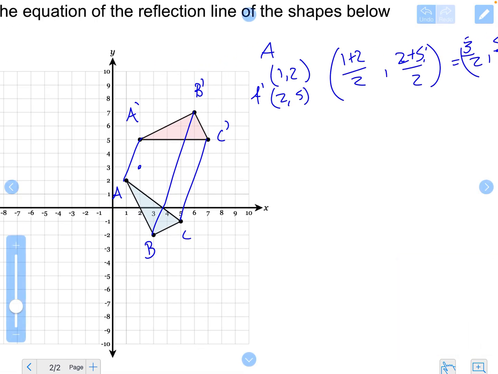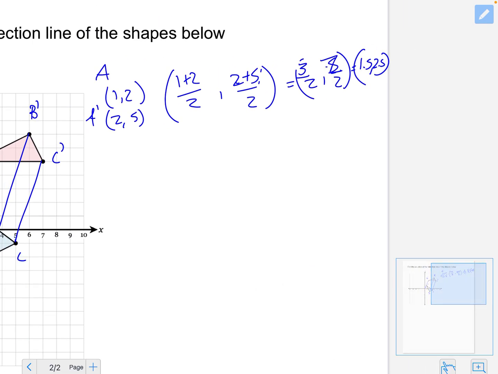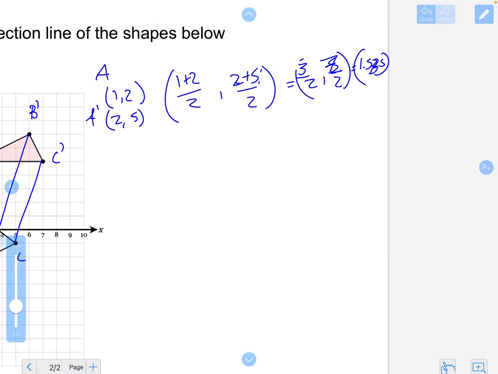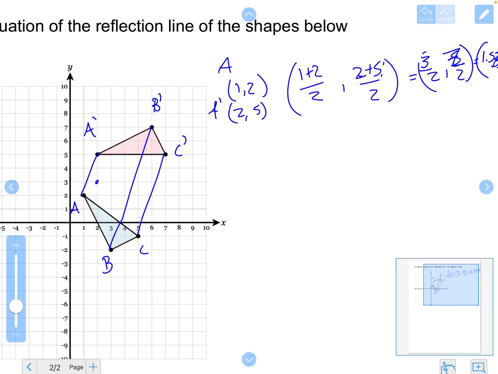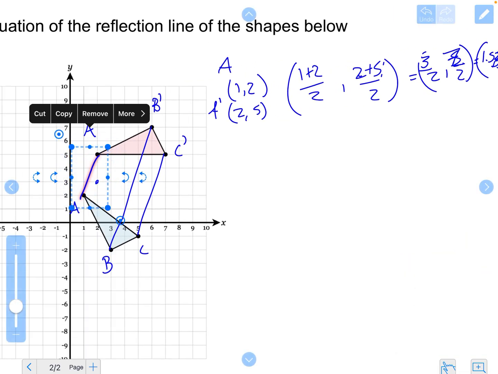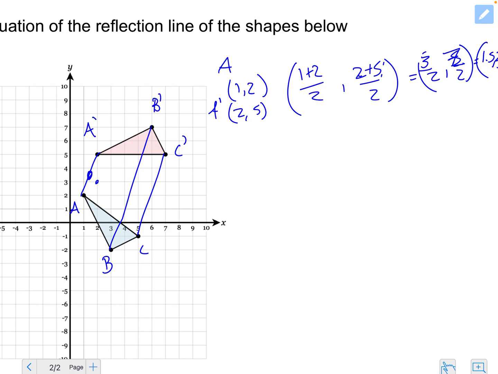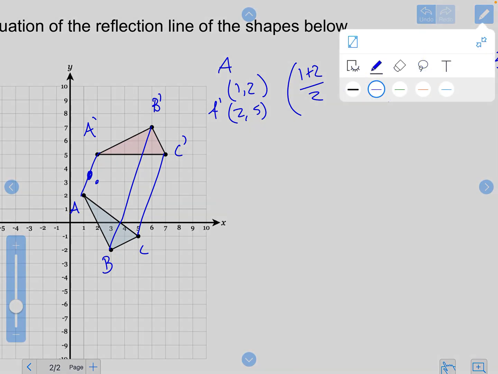So 1.5. Nope, 7 should be 3.5. Oh, my goodness. Sorry, guys. It's been a long morning. So 3.5. So this right here should be my midpoint.